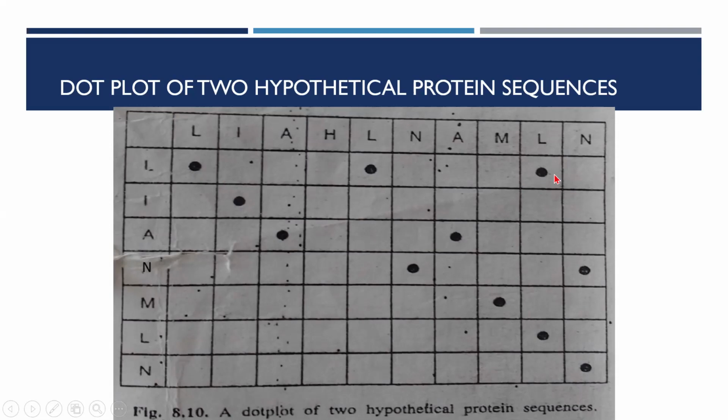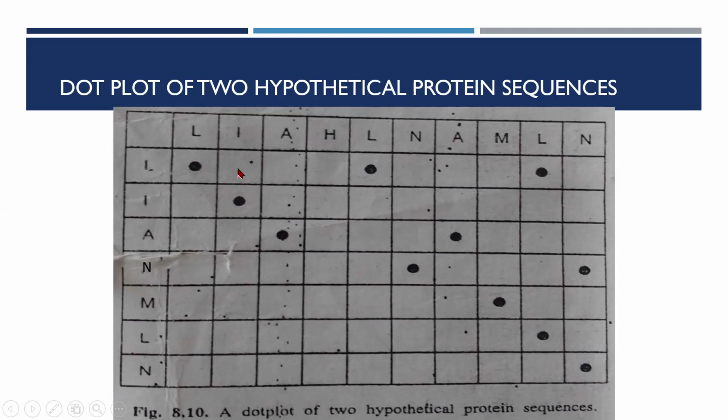Again here a dot. The next character in the vertical sequence is I. Here you find a match, nowhere else, so there is a dot. Again here a dot. So likewise it goes on. Wherever there are matches, you place a dot on the plot.